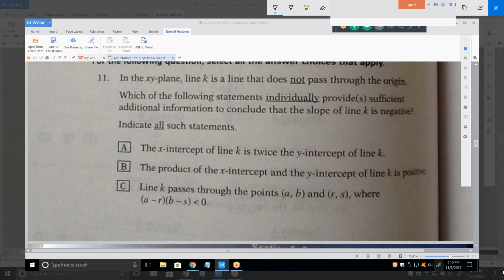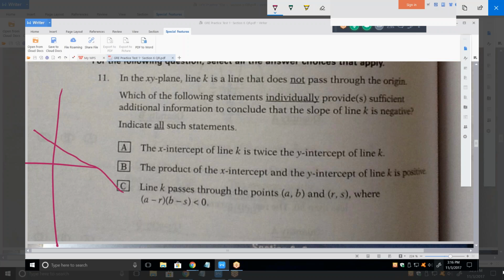Now let's look at this problem. This is not a particularly easy problem. How come this isn't working? Okay, I get it now. I can't write outside that boundary. The only thing they say is it does not pass through the origin. The x-intercept of line K is twice the y-intercept.